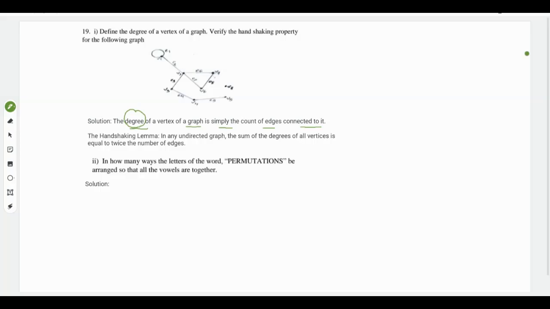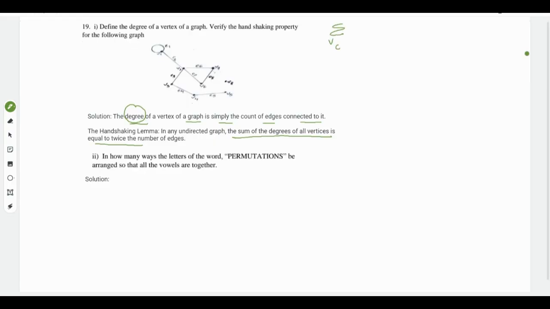Then you have the handshaking lemma. What is the handshaking lemma? It says that the sum of the degrees of all vertices will be equal to 2 times the number of edges. So it is denoted as the summation over v belonging to capital V of the degree of the vertex, which equals 2 times the number of edges.